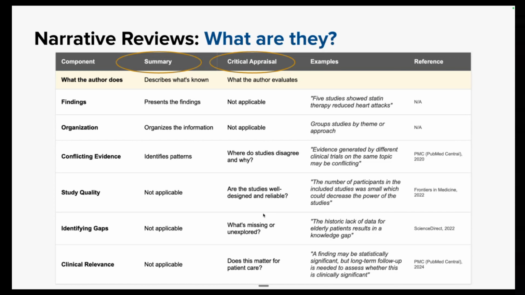That's identifying gaps. Clinical relevance: does this matter for patient care? So a finding may be statistically significant, but long-term follow-up is needed to assess whether it's clinically significant. So we all know that things can be statistically significant. We might observe, hey, your A1C values are wildly different now, but does the patient actually feel different? Does that have an implication for the progression maybe of their diabetes down the road?